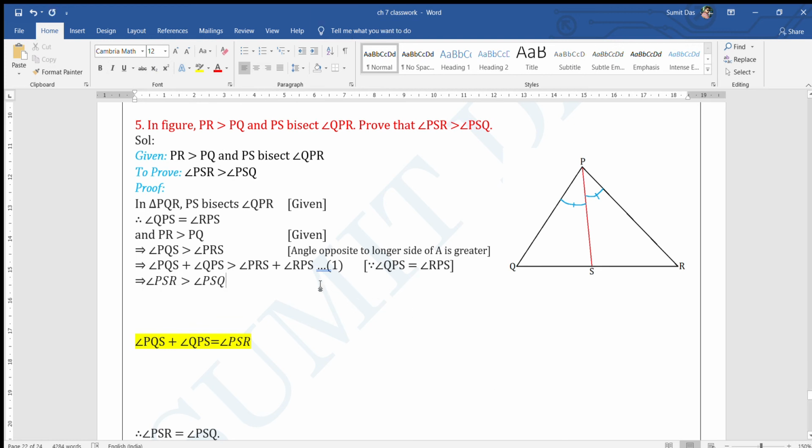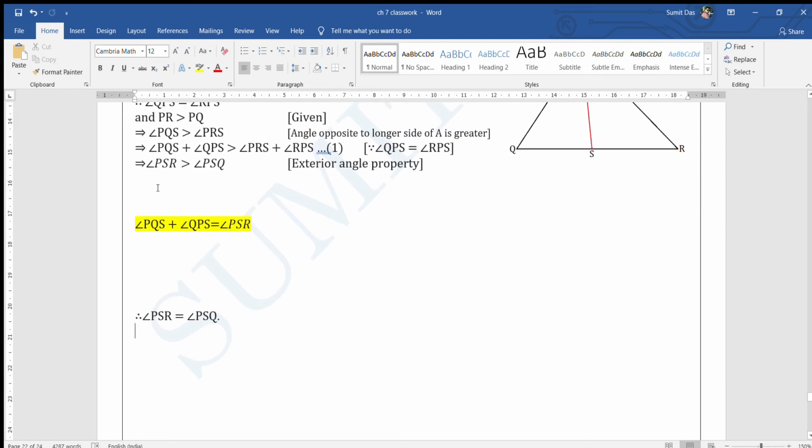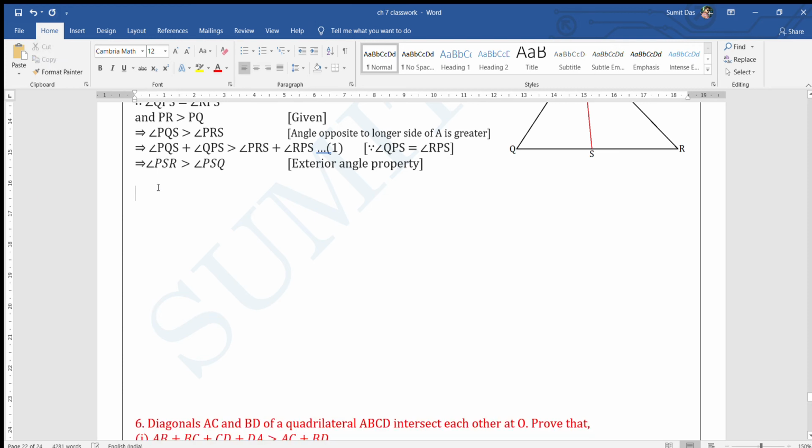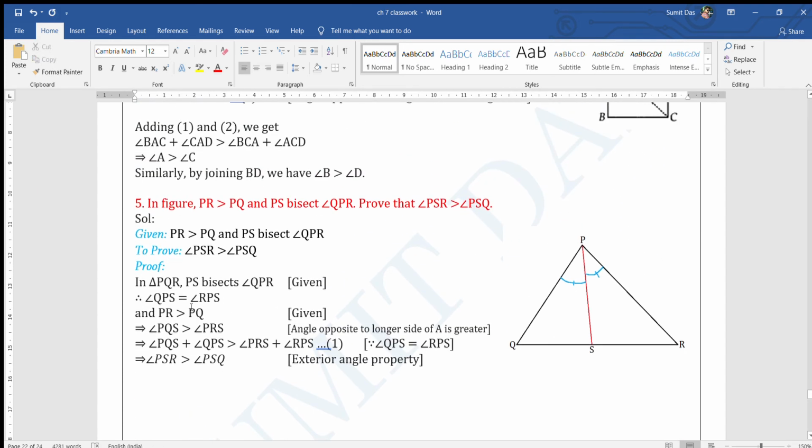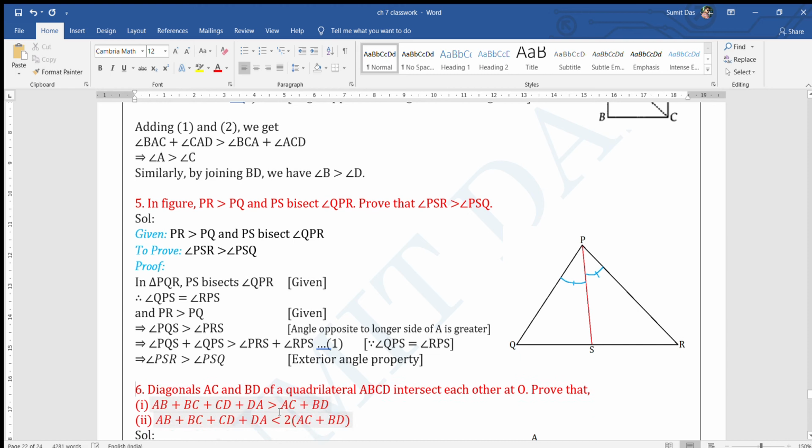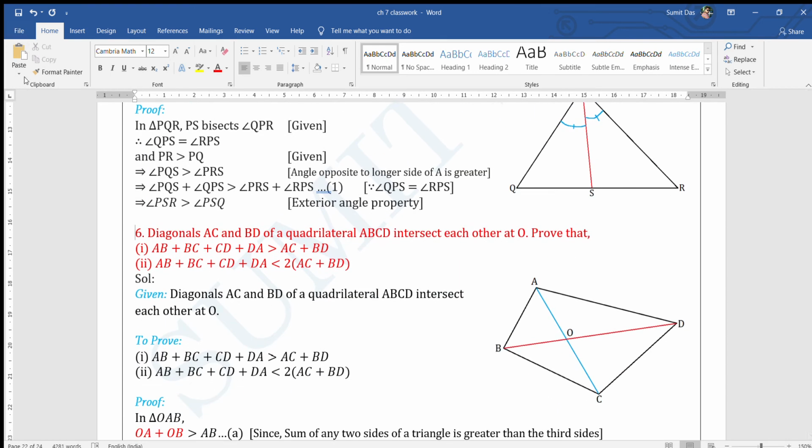Here you have to write exterior angle property. Understood? So it is a proof. Otherwise we can prove in another way also, but that will be laborious. This is much easier. So we are using this exterior angle property, so that it is easy to remember, I mean easier to do. Next, question number 6. Let's do this one very fast.